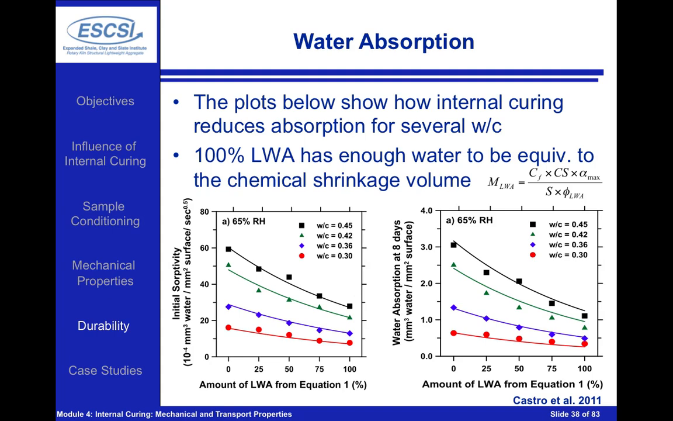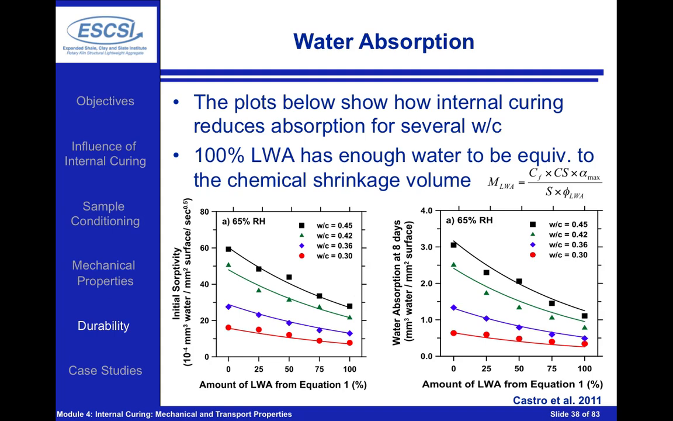So what we can look at here is some plots of how the water gets absorbed into concrete for different water to cement ratios, shown here as a low water to cement ratio, the red case of 0.3, all the way up to 0.45. Shown here are the black dots, and the x-axis will essentially say how much lightweight aggregate is being used to internally cure the concrete.